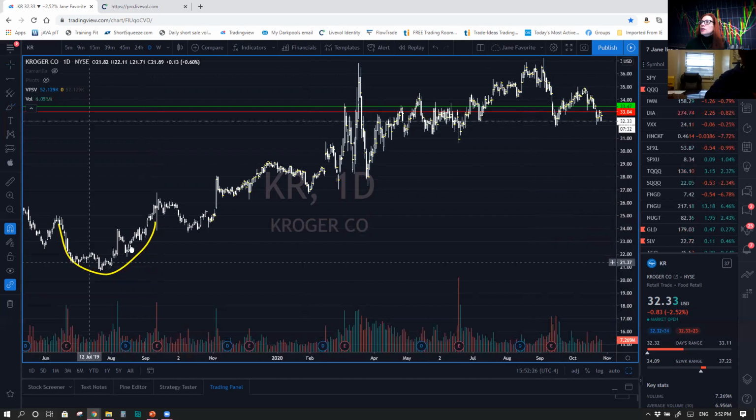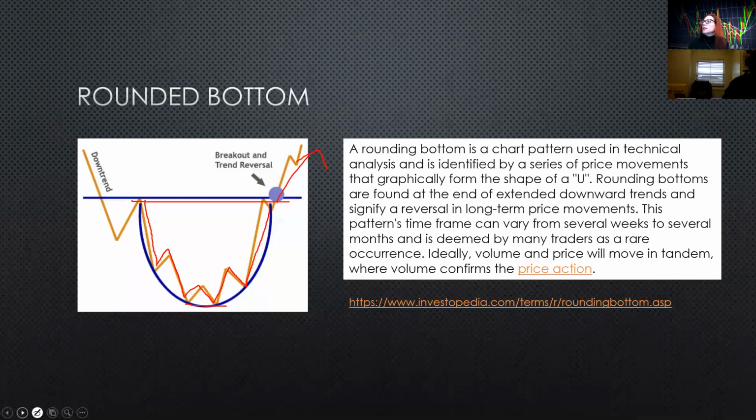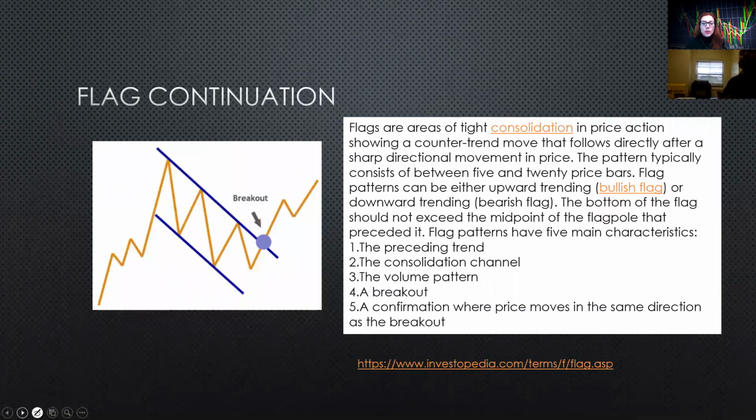Right? So the patterns will tell you a lot. And we'll go forward with the flag continuation. This is much like the handle on the cup, right? We have that downward channel. The difference between the flag continuation and the pennant is the pennant tends to be more of a triangle than a channel to the downside. So it's a tight consolidation of a downward channel, and then we have the breakout and it moves to the upside, and it's that confirmation.